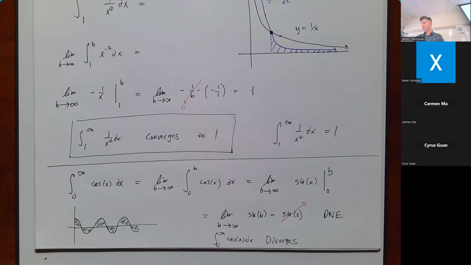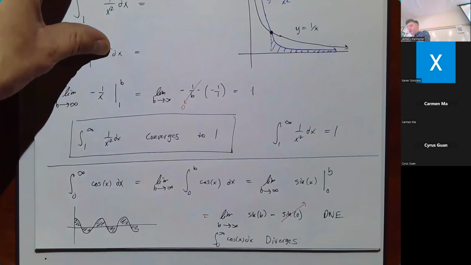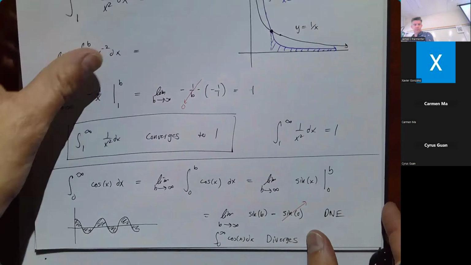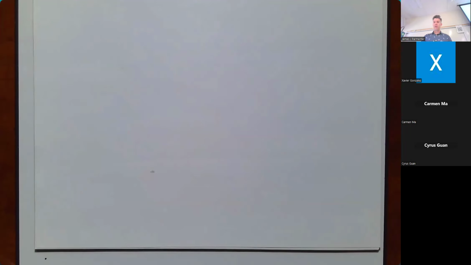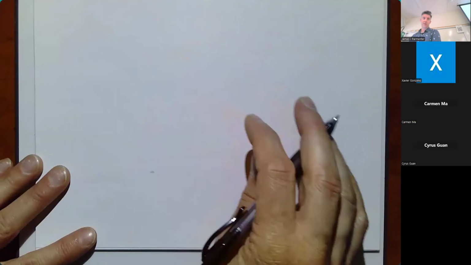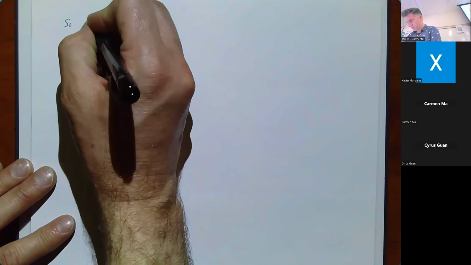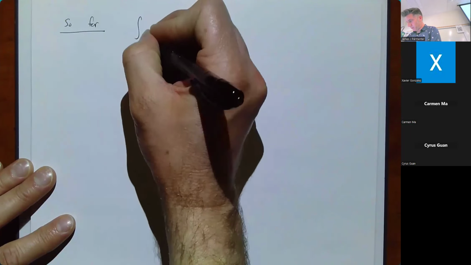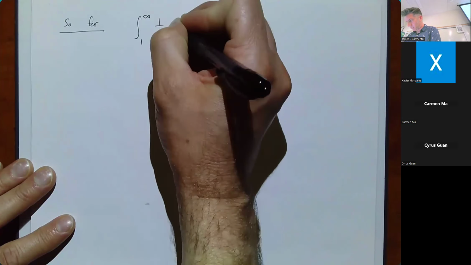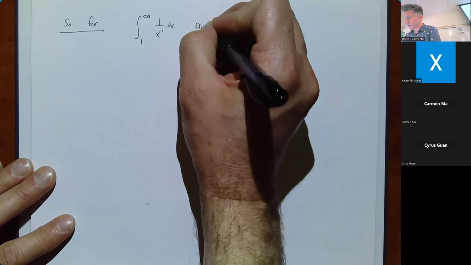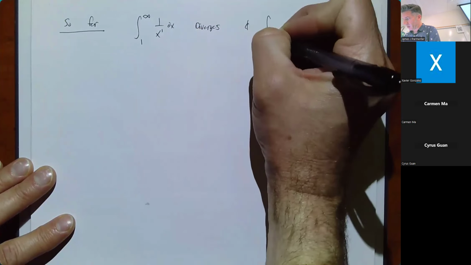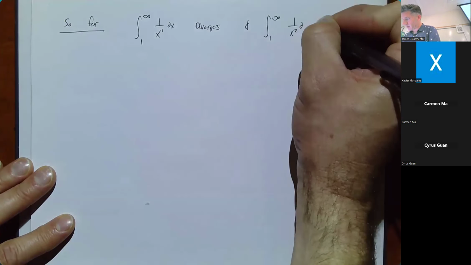All right. So let's look at another example, which I think is useful. This next example is going to come back in 21C when you start talking about series, whether or not a series converges, and talking about the integral test. But for now, I just want you to remember this example later on. So far, we have the following. The integral from 1 to infinity of 1 over x to the first diverges. And the integral from 1 to infinity of 1 over x to the second converges.